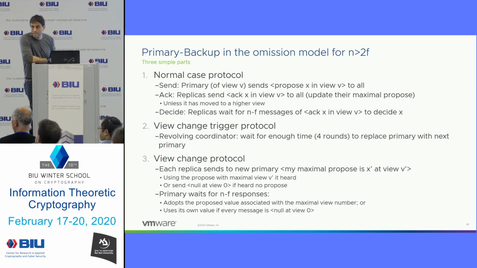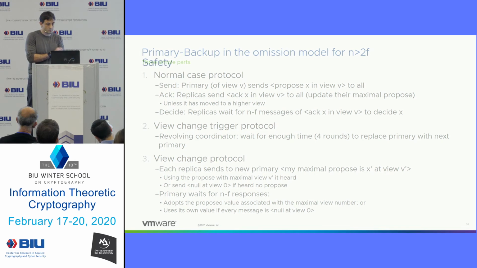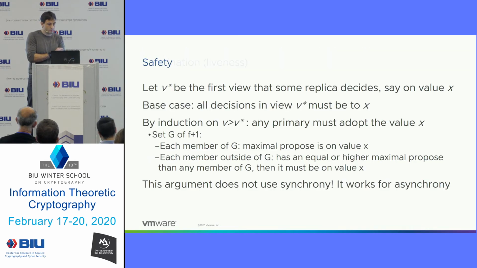Assume synchrony, then you don't need view changes, is it true? This protocol needs view change. Yeah, because you still are worried in the omission case that maybe only one replica decides, and now you want to make sure that the new replica doesn't make a mistake. So the trigger becomes more complicated in partial synchrony. This is what I would say. Good.